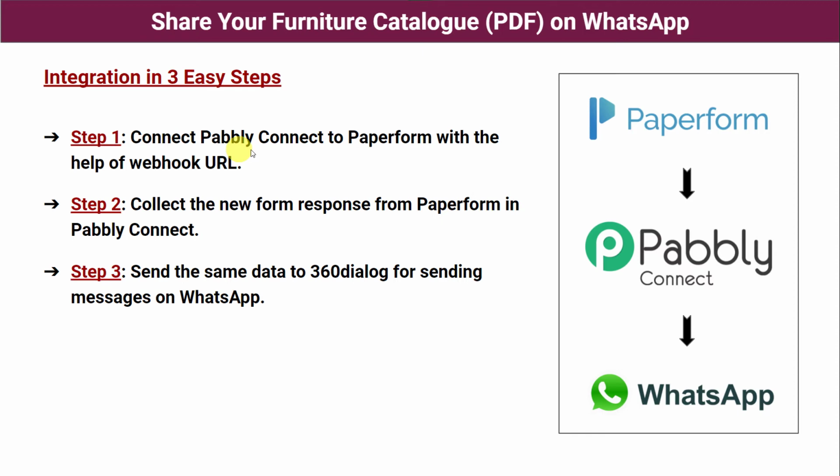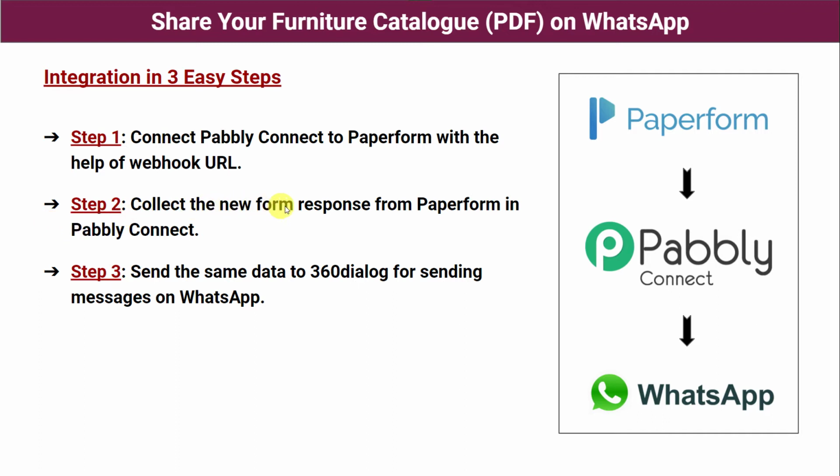Step 1. Connect Pabbly Connect to paper form with the help of webhook URL. So first we have to go to Pabbly Connect. Pabbly Connect will offer us a webhook URL. By using that webhook URL, we have to create an integration between paper form and Pabbly Connect.